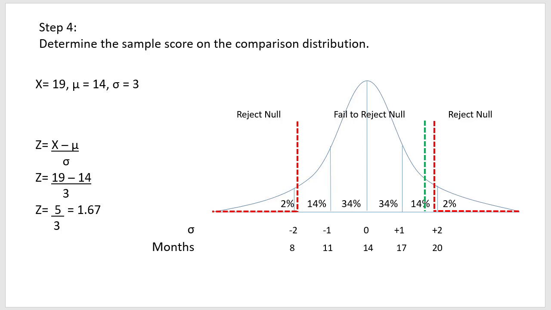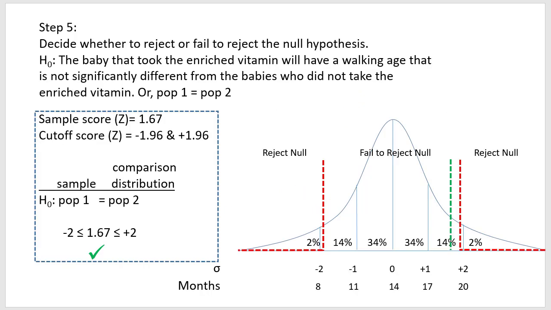Let's take a look at step 5 to actually put it together. We need to decide whether to reject or fail to reject the null hypothesis. We do that by bringing forward the null hypothesis and using the same symbols. So the null hypothesis was that the baby that took the enriched vitamin will have a walking age that is not significantly different from the babies who did not take the enriched vitamin. So remember, our comparison distribution is based on the babies that took the regular vitamin. Our sample's z-score falls outside of the rejection zone. So it looks pretty good for the null hypothesis.